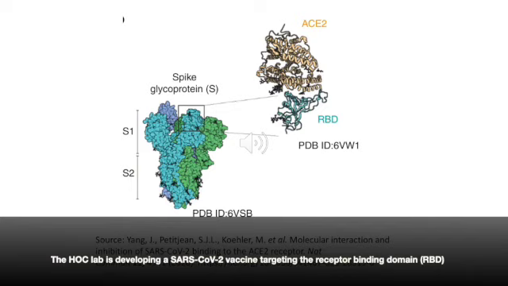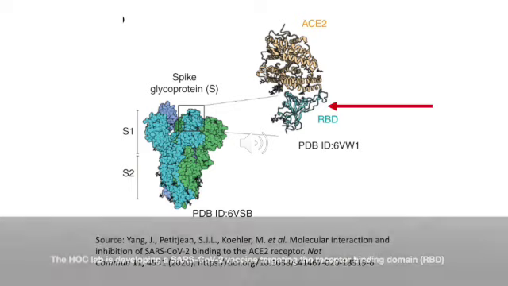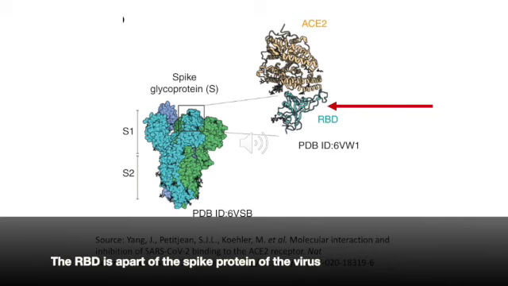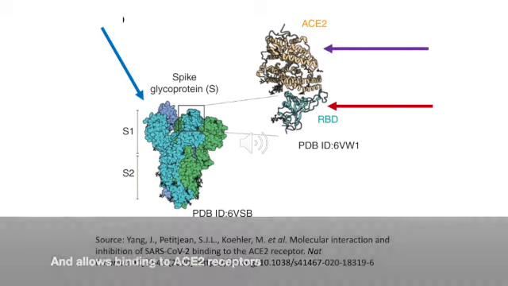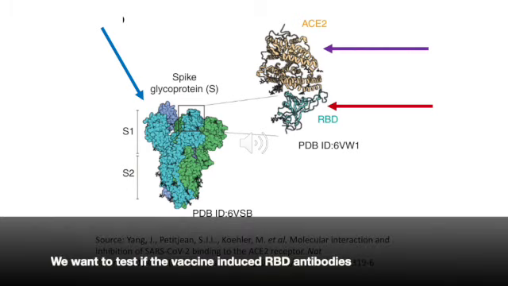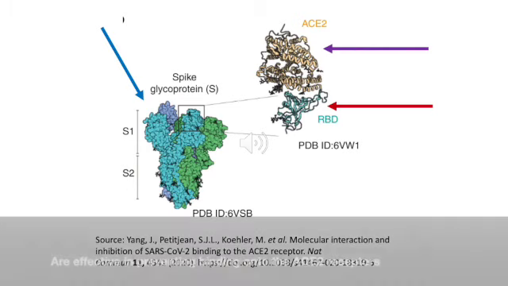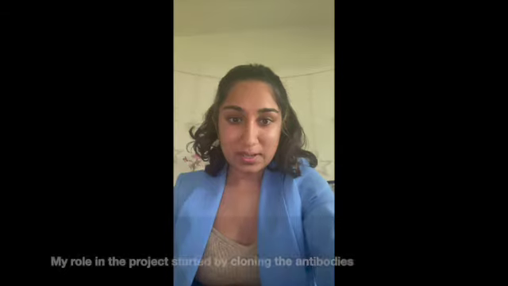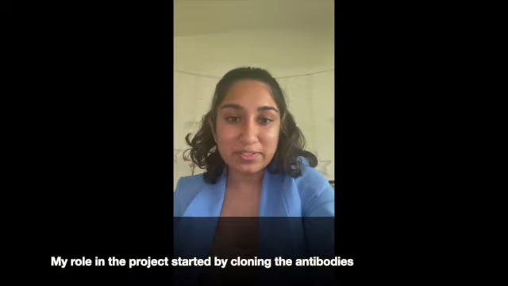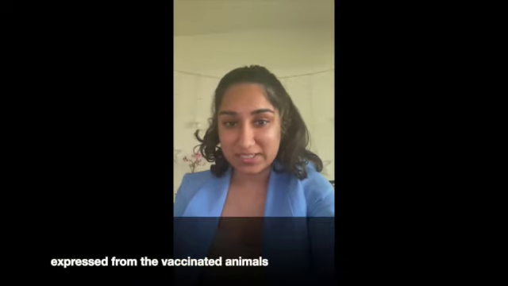The HOC lab is developing a SARS-CoV-2 vaccine targeting the receptor binding domain. The RBD is a part of the spike protein of the virus and allows binding to ACE2 receptors. We want to test if the vaccine-induced RBD antibodies are effective in preventing binding onto the ACE2 receptors and thus neutralizing the virus. My role in the project started by cloning the antibodies expressed from the vaccinated animals.